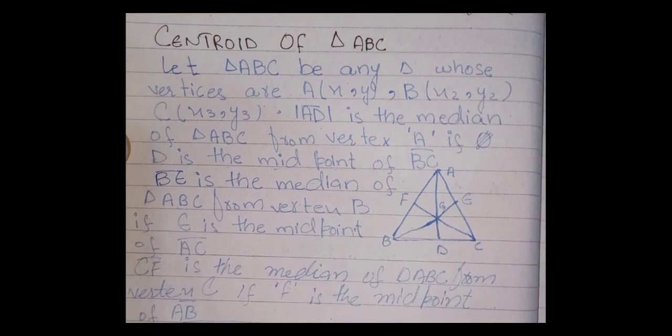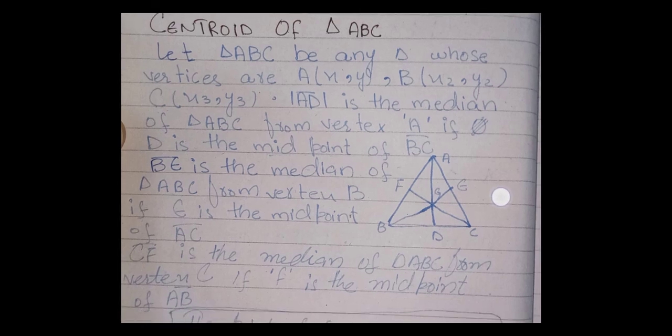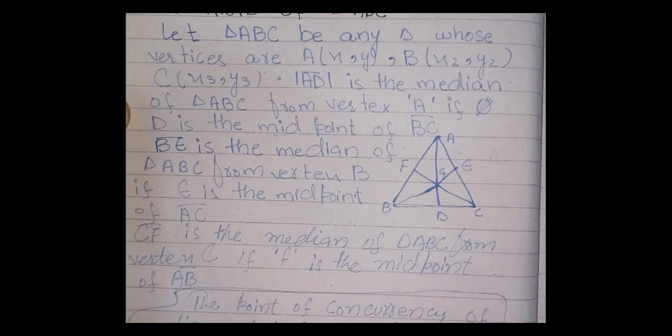E is the center, F is the center, D is the center of BC. If we draw a median from A, it will cut BC at D, and this D will be the center of BC. Similarly, if we draw a median from B, it will cut AC at E, and E is the midpoint of AC. That's the median.